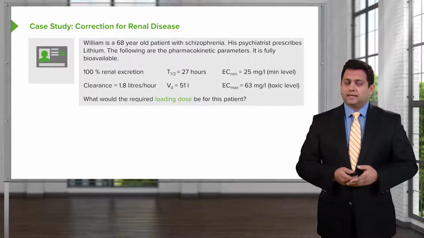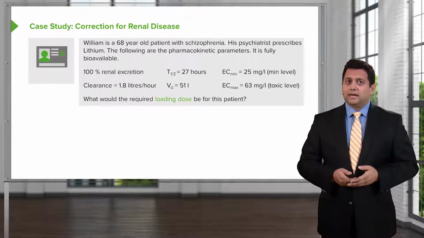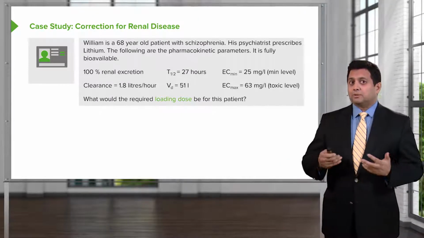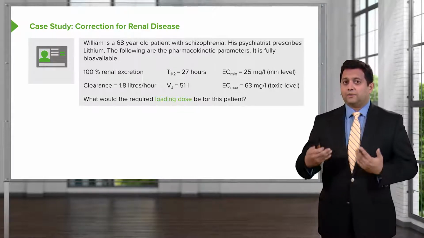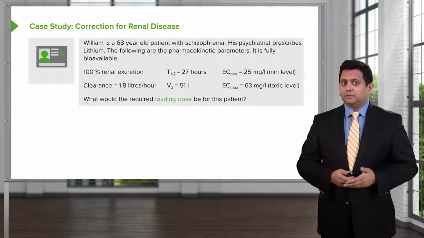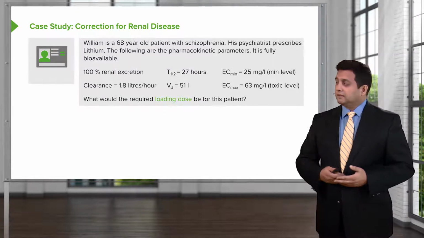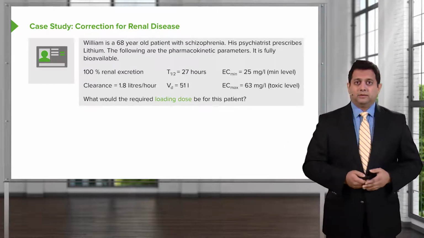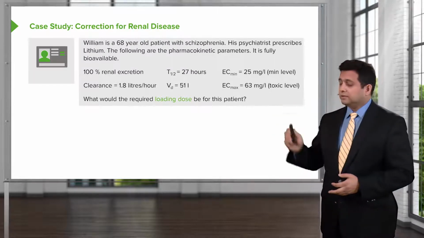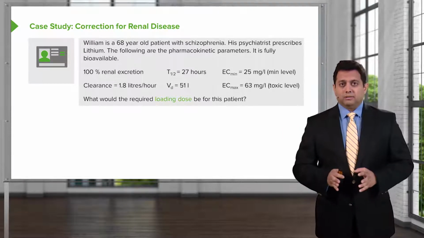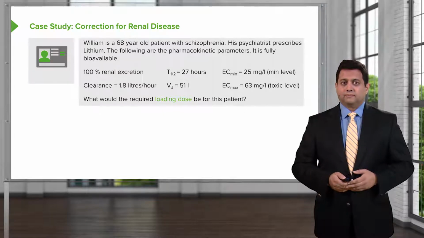Let's do a case study and we'll correct for renal disease. William is a 68-year-old patient with schizophrenia. His psychiatrist prescribes lithium. The following are the pharmacokinetic parameters. It is a fully bioavailable drug. Okay? The drug is 100% renally excreted with a clearance of 1.8 liters per hour. And these are the other parameters that I've got listed there. What would be the required loading dose for this patient?